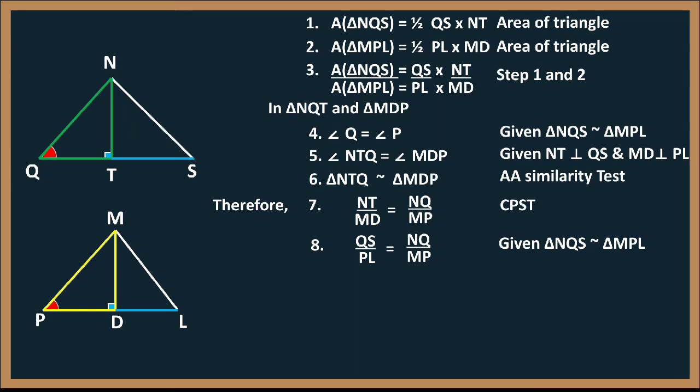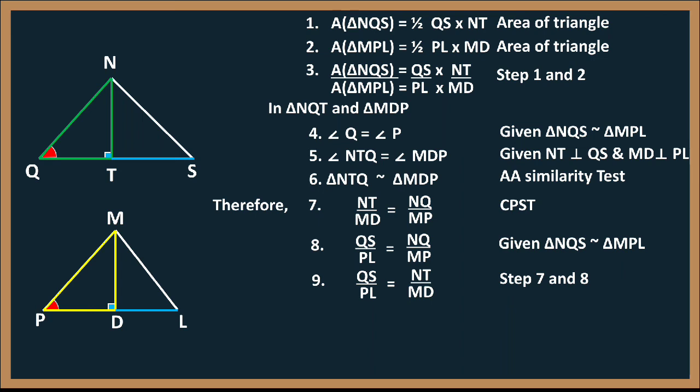Okay, now if you look at the 7th step and the 8th step, the right hand sides are the same, NQ upon MP, NQ upon MP, which means NT upon MD must be equal to QS upon PL. That is how I get my 9th step. So from where did I get it? I got it from the 7th and the 8th step. So the reason is step number 7 and 8.